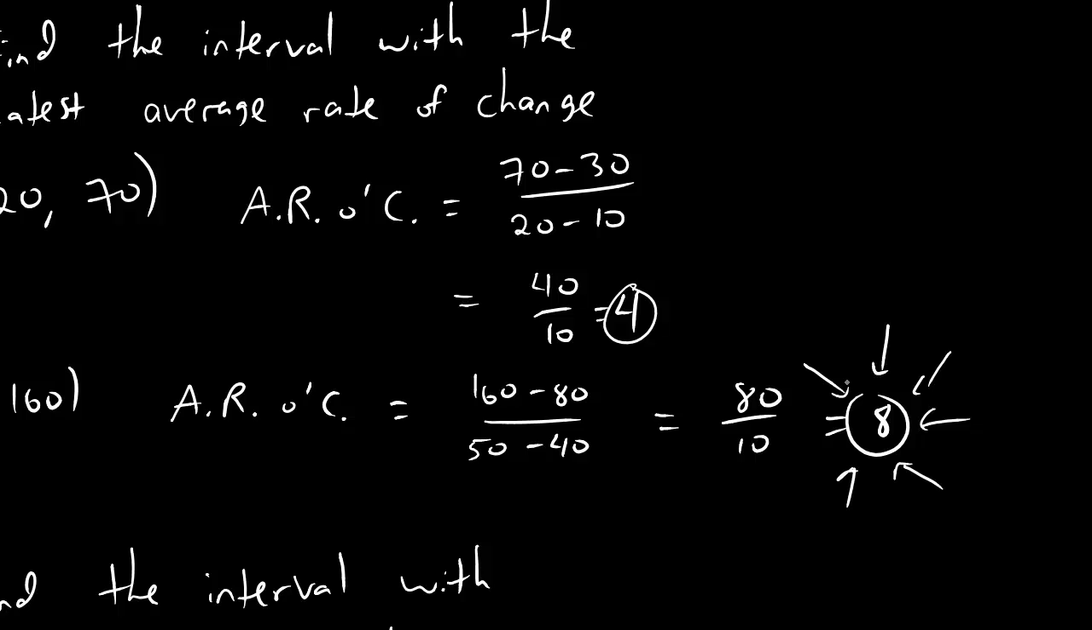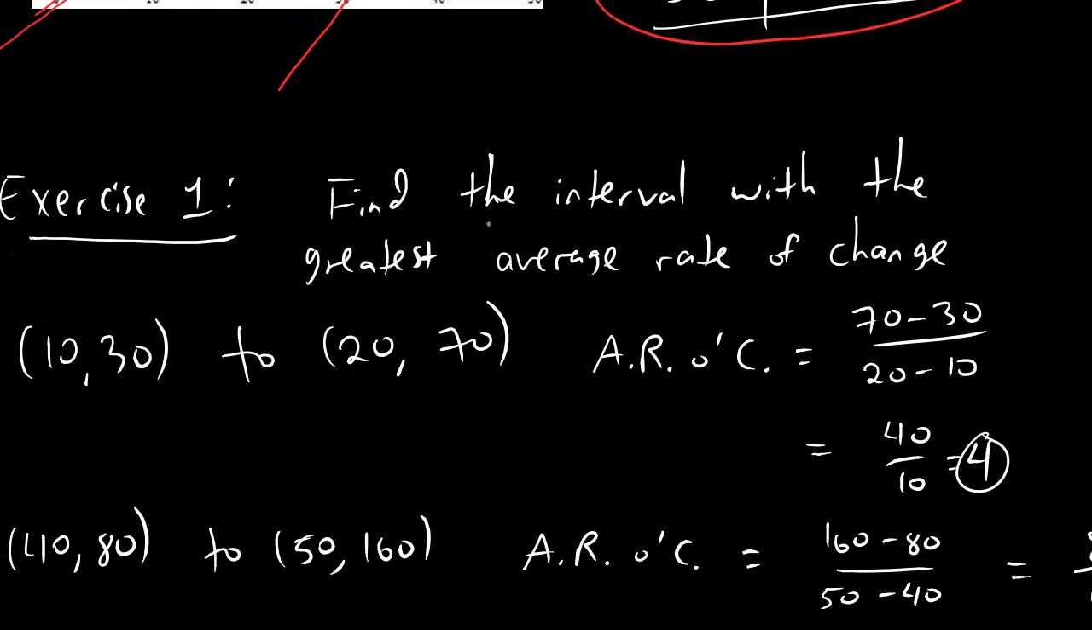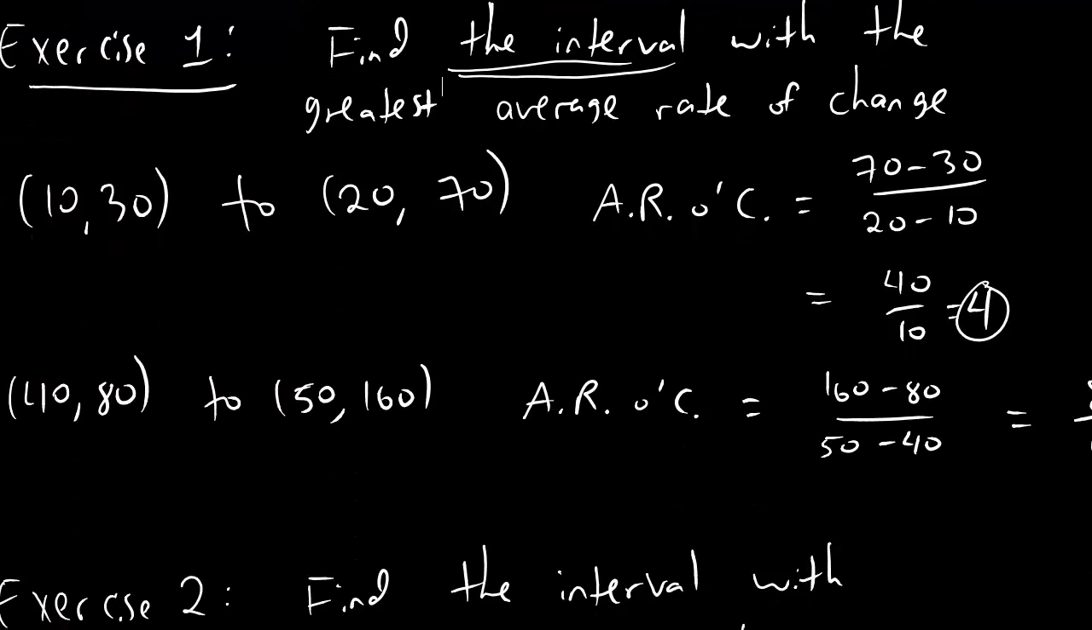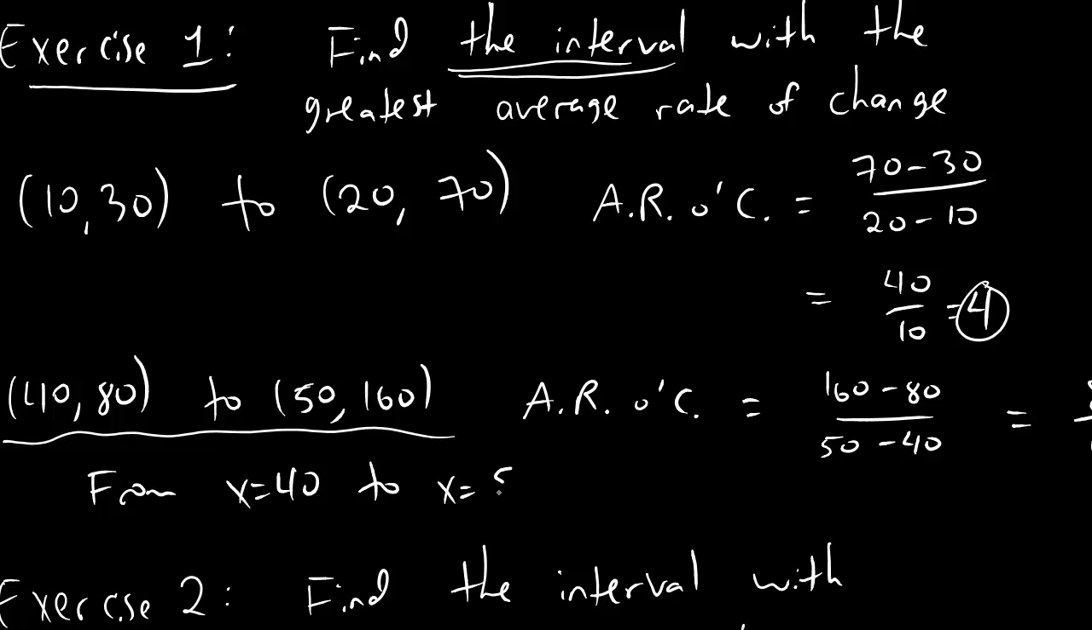And actually, I shouldn't be drawing arrows to that. That is the biggest average rate of change. But the interval with the biggest average rate of change, that was the question. Find the interval. The interval that we're looking at is this guy right here, or more specifically, from x equals 40 to x equals 50.